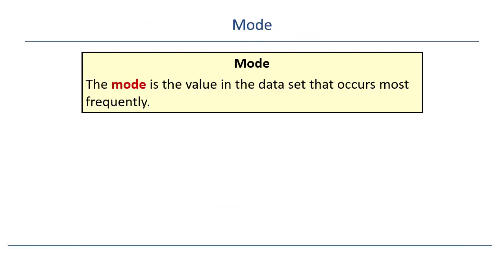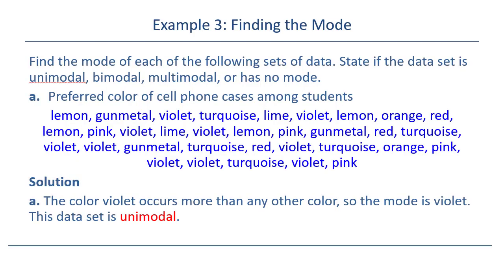The mode is the data value that occurs the most frequently, mode, most, right? So something like this, when we have a bunch of words, all we can do with words is calculate a mode, but we can also do modes with numbers. In this case, violet occurs more often than any other color. So the mode is violet, and since we only have one mode, we call it unimodal data, right? So it can be unimodal, bimodal if you have 2 modes, and then multimodal if you have 3 or more modes, and then you can also say it has no mode.